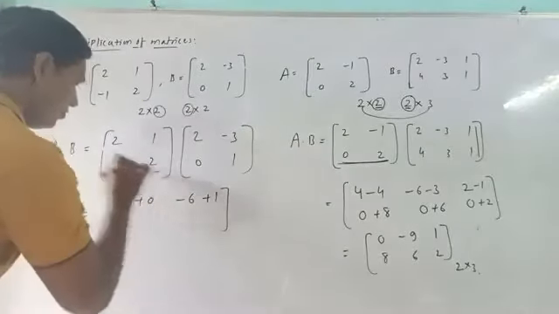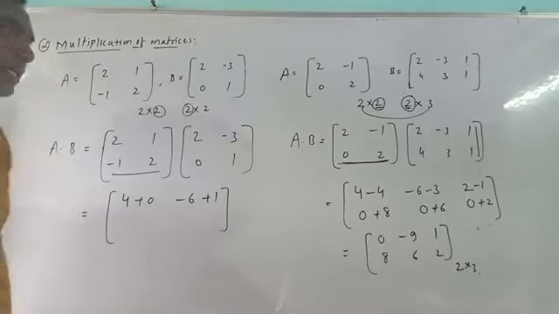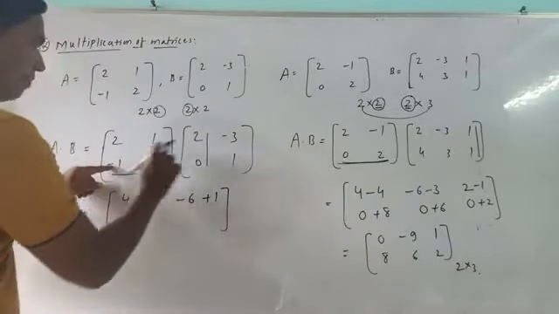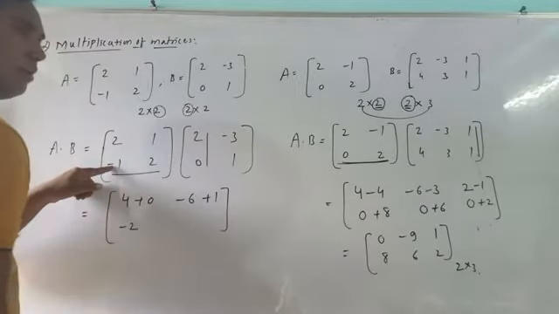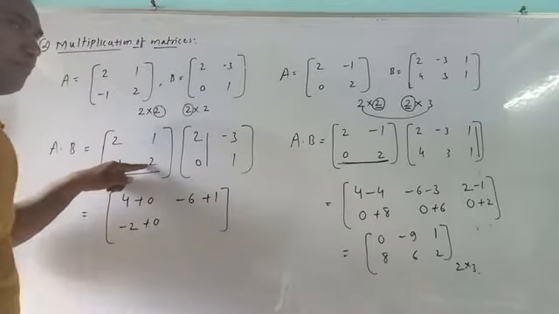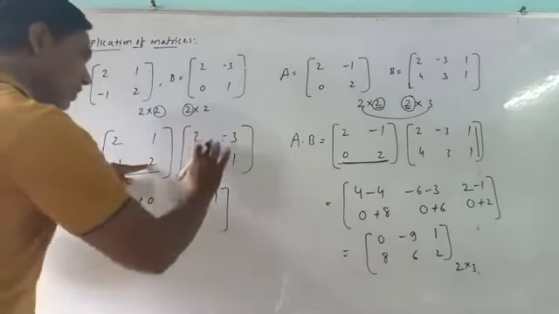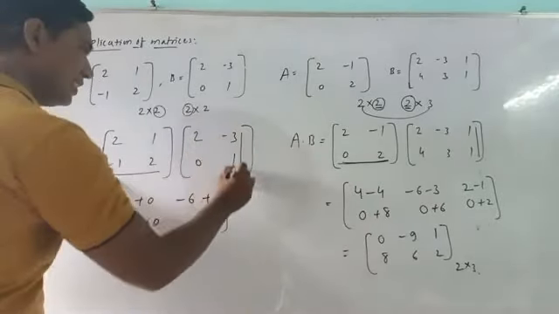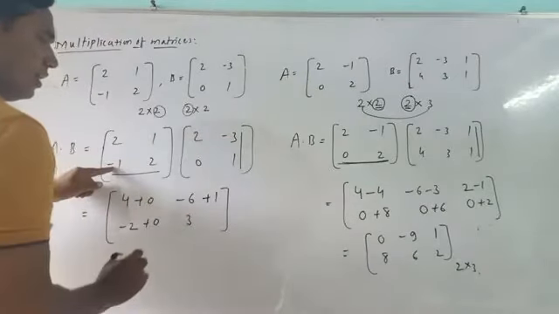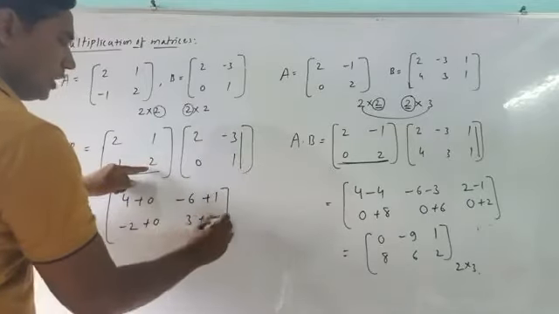Now, we take the second row. Same steps are there. Multiply the second row with the first column. So what we got here? Minus 1 into 2, minus 2 is there. And second element 2 into 0, you get 0. Completed. Now same one. The second row is multiplied with the second column. So what we got here? Minus 1 into 3, minus 3. And 2 into 1, plus 2 is there.